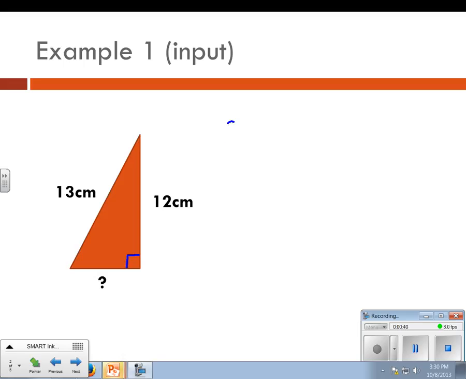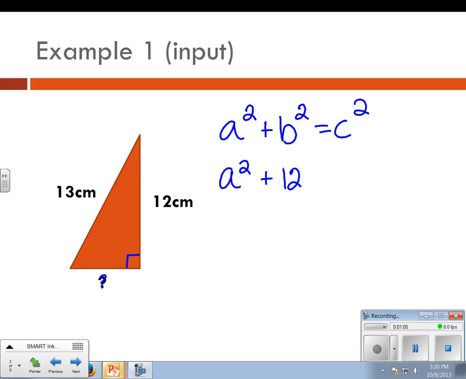That theorem is a squared plus b squared equals c squared. And so we see that we're missing one of the legs right here where the question mark is, because that's one of the sides that makes the right angle. So we could say that we're missing A or we're missing B, it doesn't matter. Let's just say we're missing A, so we'll write A squared. Then the other leg, B, is 12, and C, the hypotenuse, is 13.